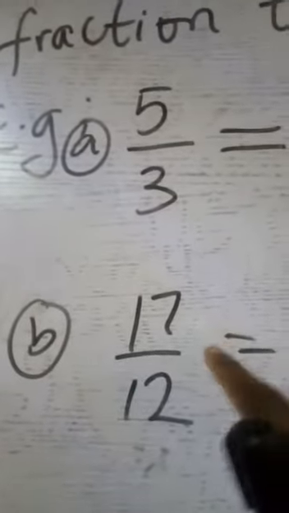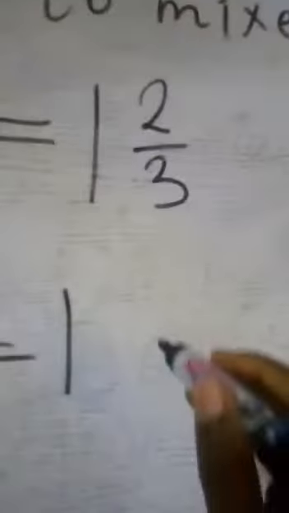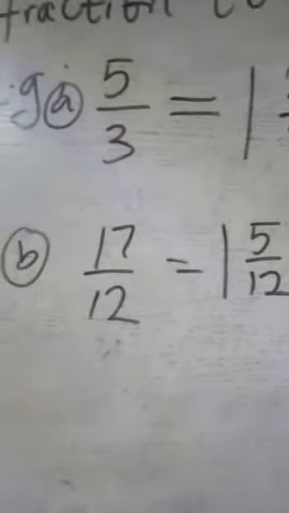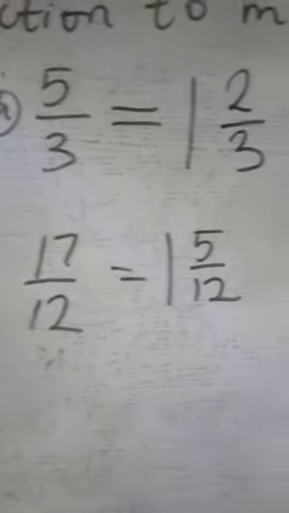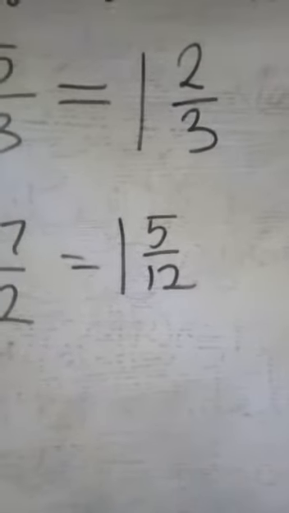So how many 12 is in 17? That's 1. So when you remove a 12 from a 17, you know you have 17 biscuits, you remove 12 out of it, then what you have left is 5. 5 over 12. So this 17 over 12 improper fraction becomes a mixed fraction, which is 1 whole number 5 over 12.